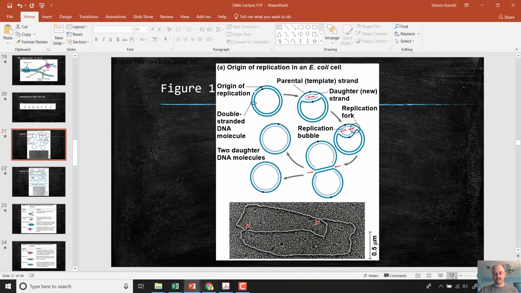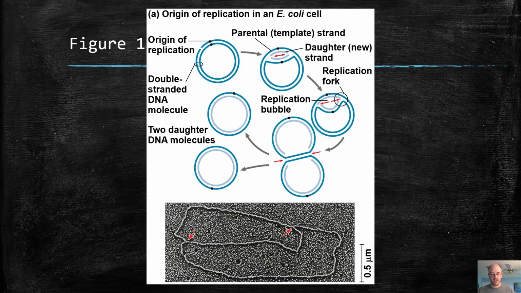DNA then is now going to be replicated. That's where we're going in this video. And let's start with prokaryotes. So here's E. coli. Now prokaryotes don't have a nucleus. They have a single ring of double helix DNA.